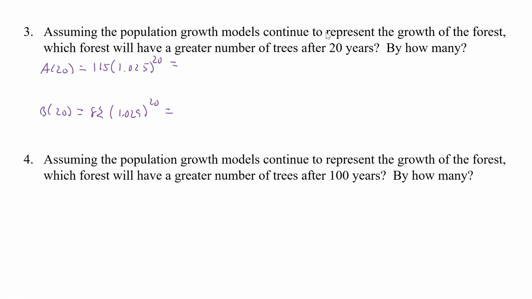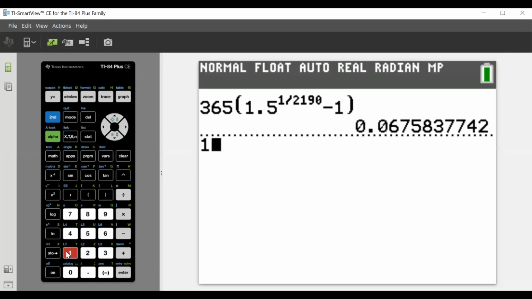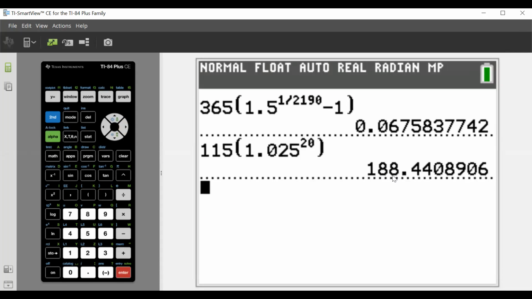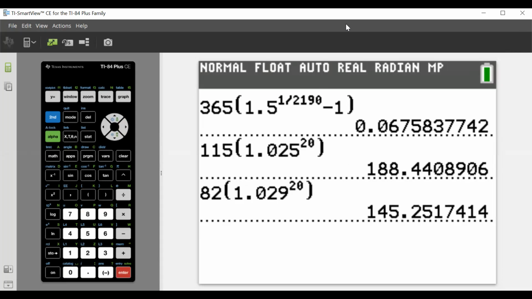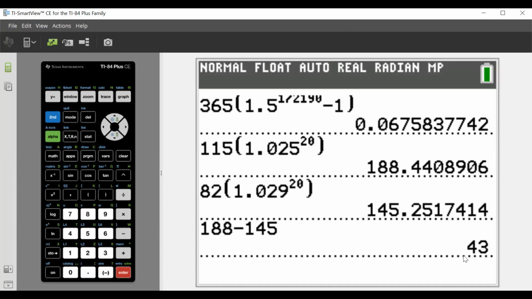And it's going to give us, now this is where we have to round to the nearest whole number, I believe. So let's go over here and get our values. So we had 115 times 1.025 to the 20 and close the parentheses. So we get 188.44, and so we'll round that to 188. And then our other one was 82 times 1.029 to the 20, and we get 145.25, so 145. Now let's go ahead and do our subtraction here. And so we get 43.